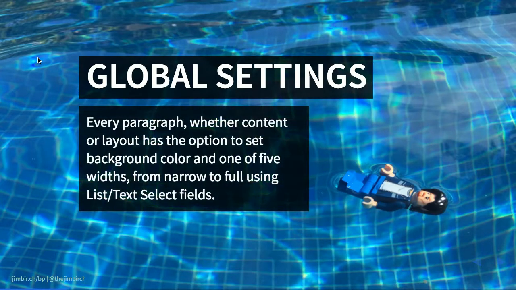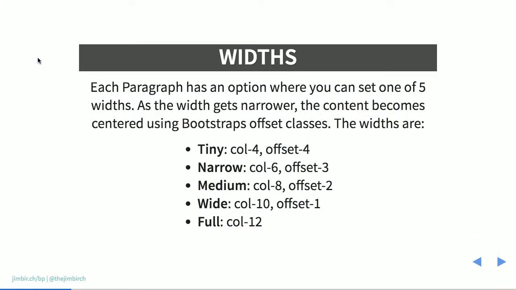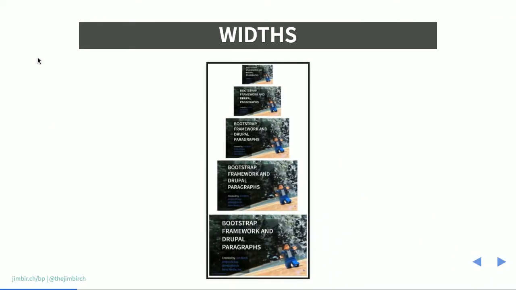So the global settings. Every paragraph has the width and the background color. There are many background colors and 5 widths to begin. I took the Bootstrap column framework and turned it into English, because a lot of site builders and content editors don't know what col-sm-4 is. So we have tiny, narrow, medium, wide, and then full screen. And this is what they look like.